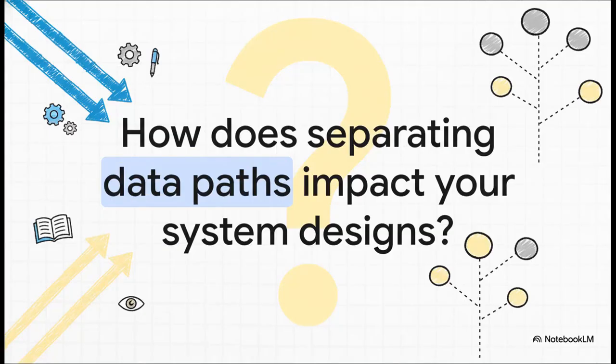And that really brings us to the big takeaway here. This pattern, this idea of separating the path for writing data from the path for reading it, is incredibly powerful. It lets you build systems that are both super secure and blazing fast, without having to sacrifice one for the other. So it leaves us with one final question for you to think about. How might this principle impact the way you design your own systems?